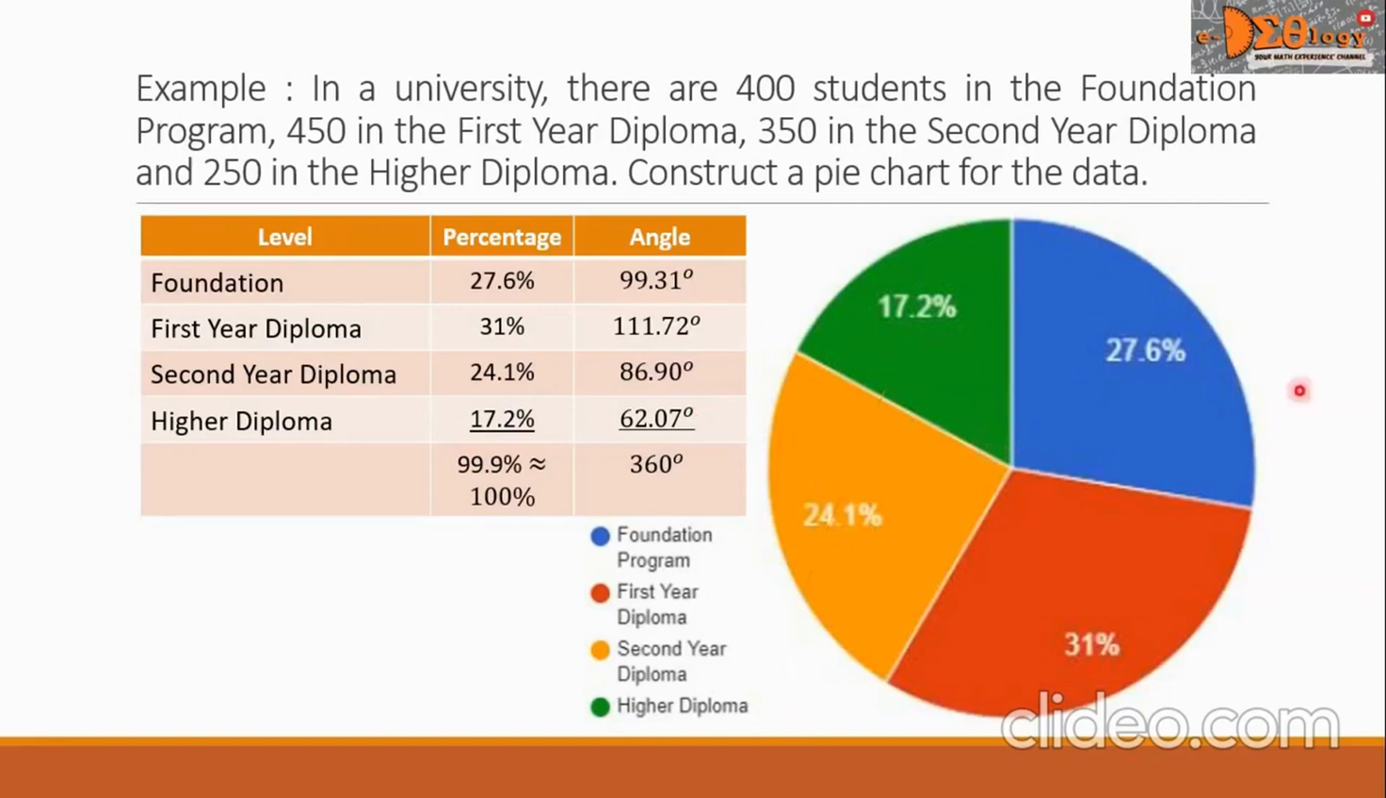We can see here that our pie chart is colorful. However, in our daily class activity, what we can do is simply put each level opposite each corresponding sector. It means to say, the foundation program, we can write somewhere here. The first year diploma, we can write somewhere this side. The second year diploma may stay here. And the higher diploma, we can write somewhere here. And this is our final answer.